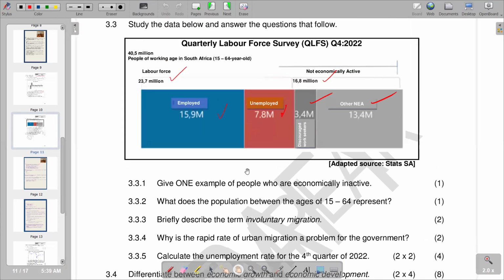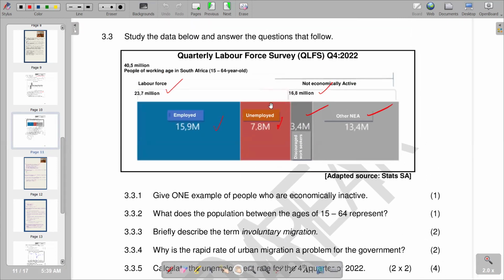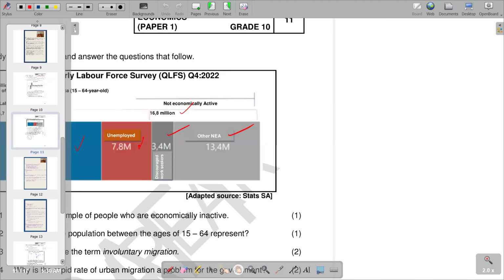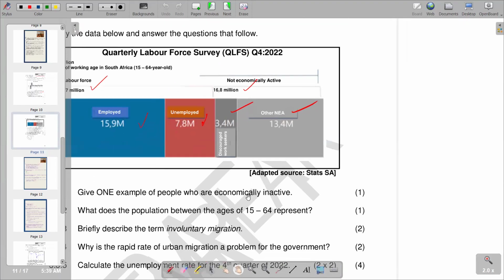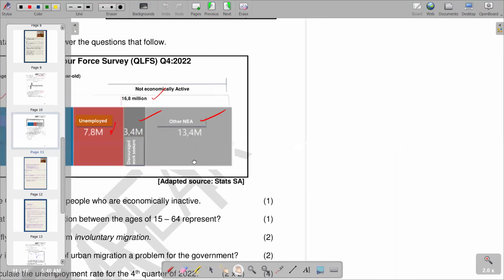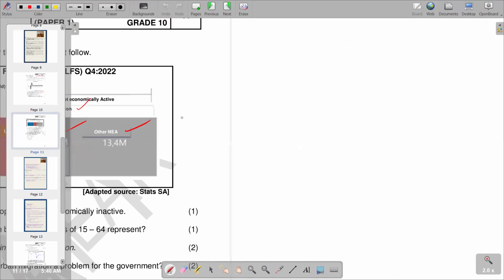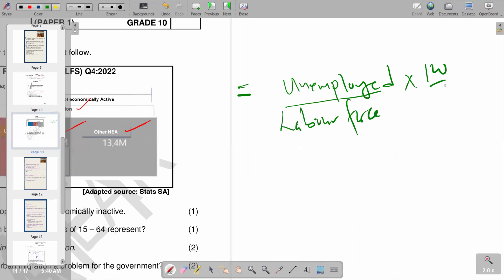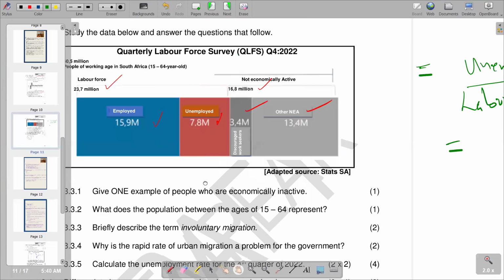So for the unemployment rate for the fourth quarter, this is the information for the fourth quarter that we are given. And obviously, we are supposed to come up with a formula for calculating the unemployment rate. So the formula that we are going to use is the unemployed over the total labor force. The unemployed, we've got 7.8 million. So we can just say it is equal to unemployed over labor force. And if you go back there, you see that the unemployed, we have 7.8 million.